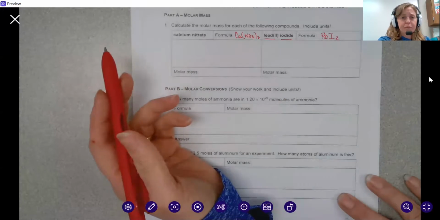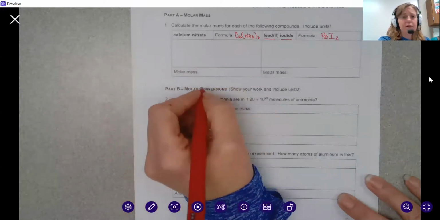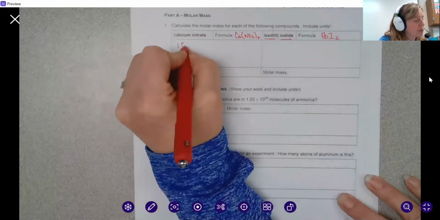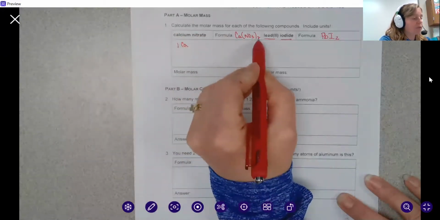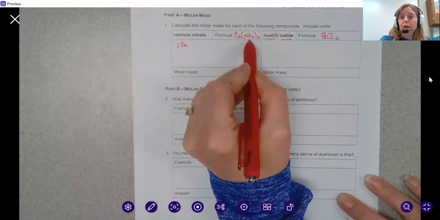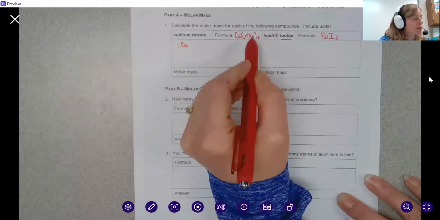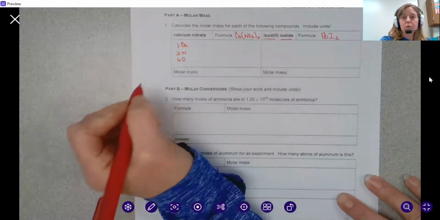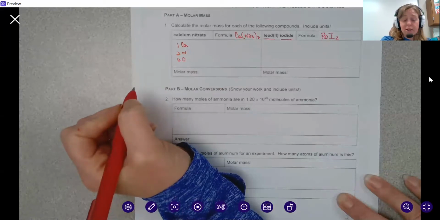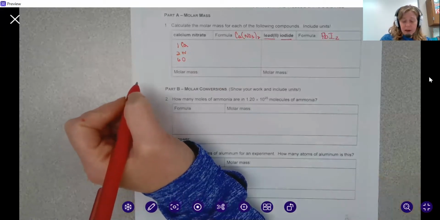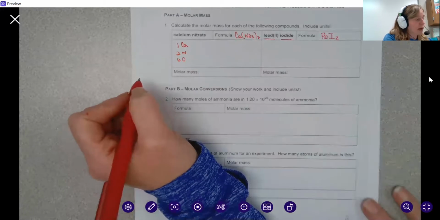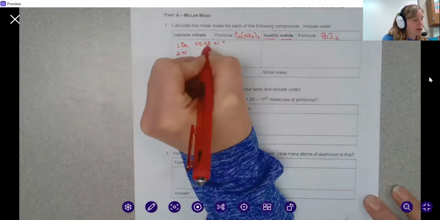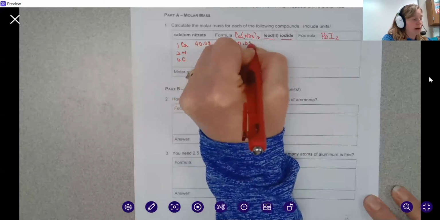First of all, you're going to want to write how many you have of each element. I like to stack things. So for the first one, I have 1 calcium. When you have parentheses, you have to distribute that number to each individual element within the parentheses. So I have 2 N's and 6 O's. Now I'm going to go to my periodic table and look for calcium, which has an atomic mass of 40.08, and I'm going to times that by 1, and it's going to give me 40.08.